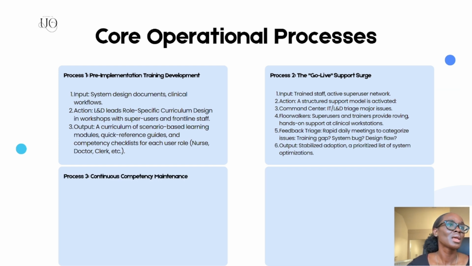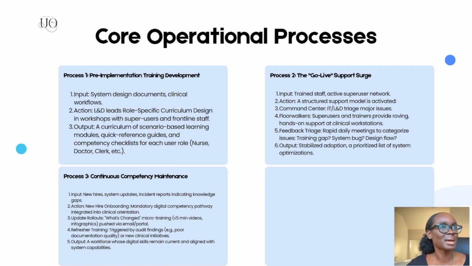Process 3, continuous competence management. So you've trained the staff that were present for when the app was launched, but you're going to hire new people. The system is going to be updated. So you also need to update the learning material. So people that do that update and follow that process and build an onboarding process, refresher training, all of that, those are roles.